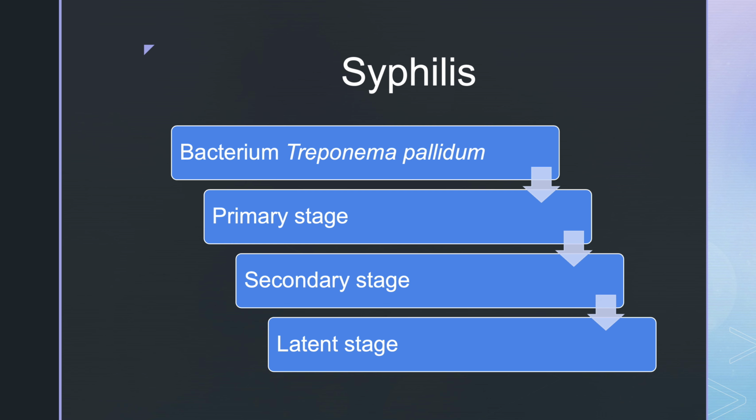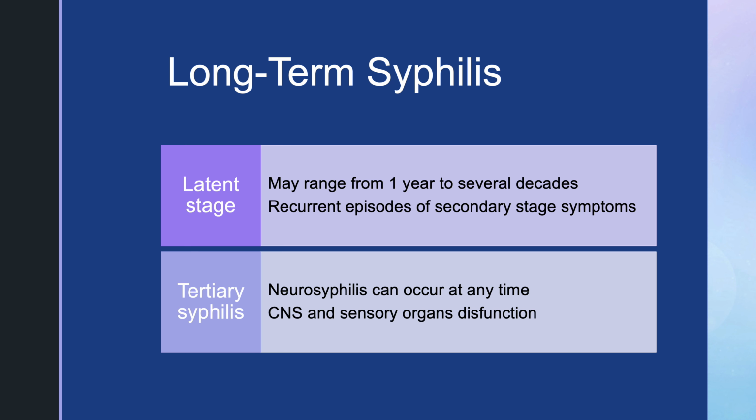So primary stage, contagious and symptomatic. Secondary stage, asymptomatic, but still highly contagious. Following that is the latent stage. And in that latent stage, you'll have recurrent episodes of those secondary stage symptoms, those very minor symptoms. So you've got recurrent episodes here or there. That latent stage maybe lasts from a year to several decades.